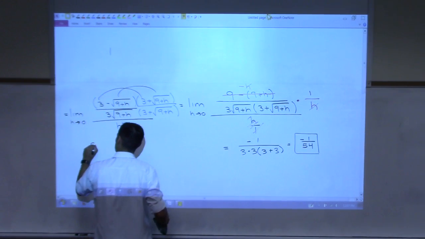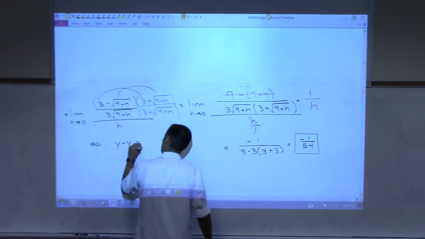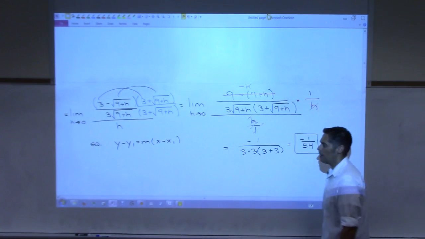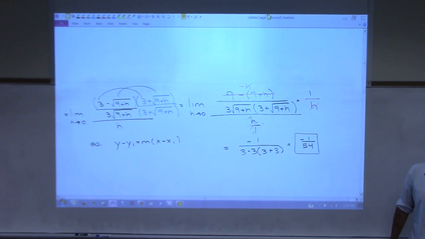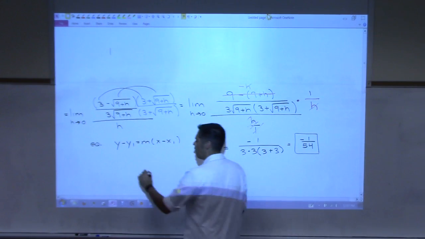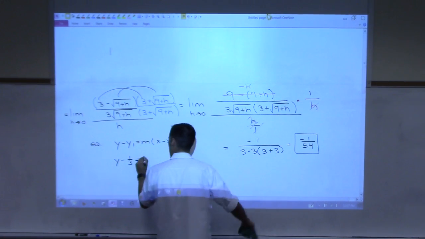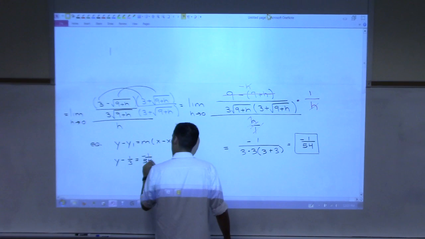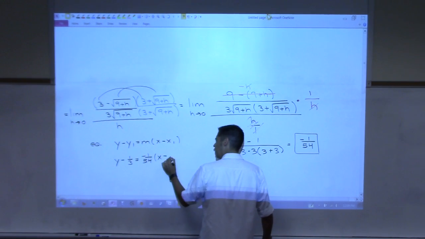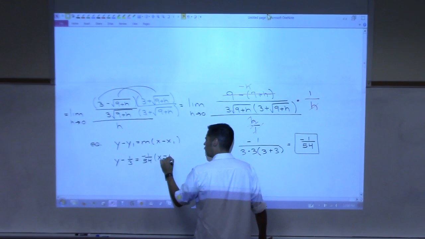So for the equation, I'm going to use this, y minus y1 equals m times x minus x1, right? That's what I'm going to use. What's y1? It was 1/3, right? So I have y take away 1/3 equals m, which I found to be negative 1 over 54. X minus x1 was 1, right? No, 4, wasn't it? Was it 4? It was 4.